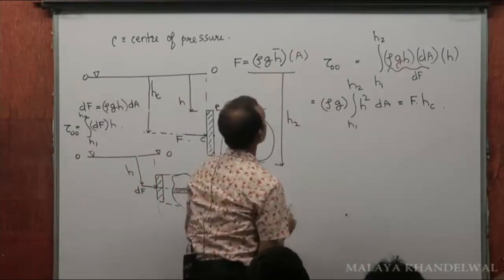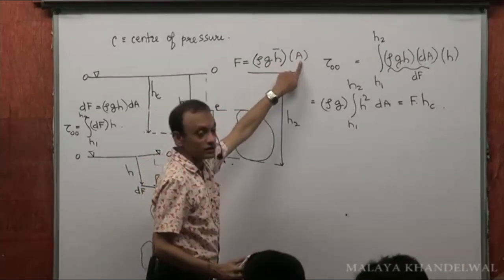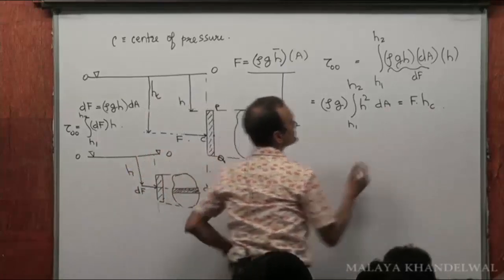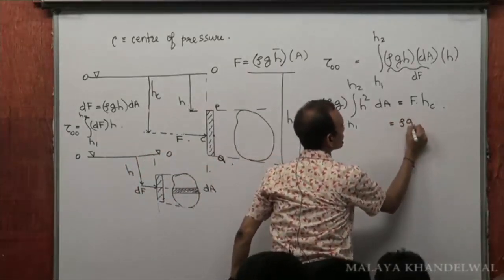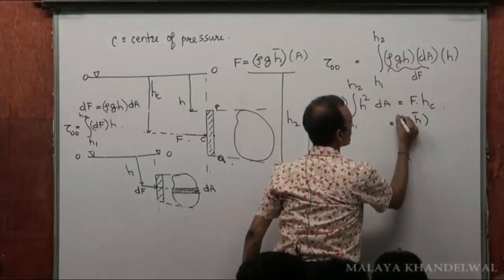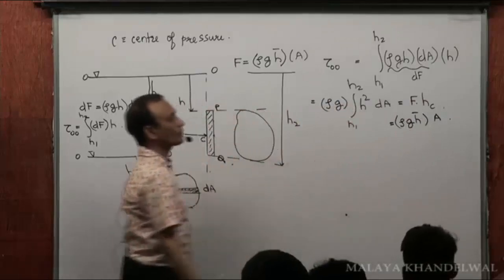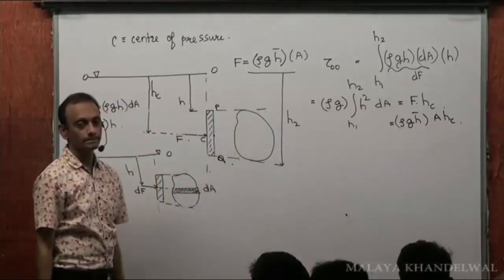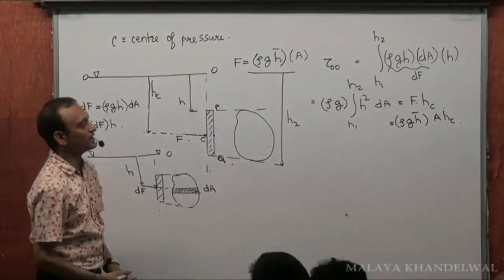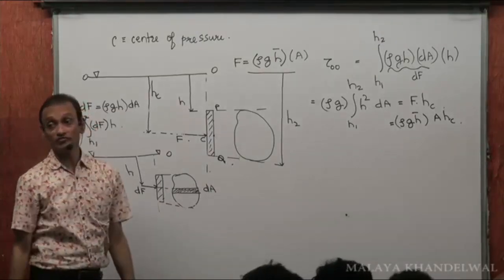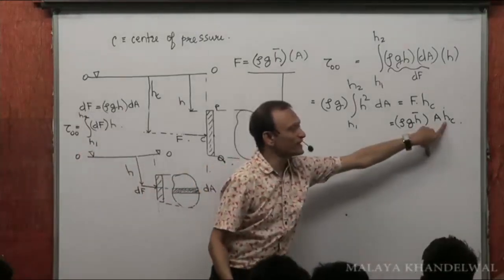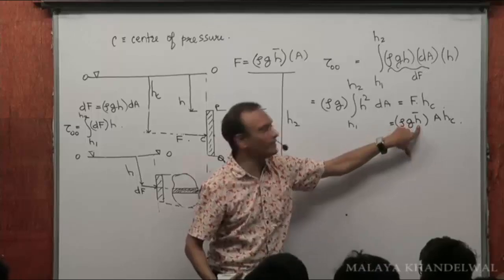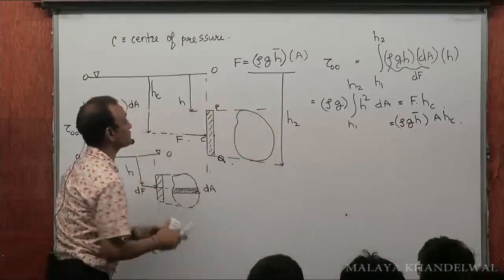F into HC. What is F? F is rho g h bar into A, into HC. That's the torque of F. So this then could be used to compute HC, because h bar I can either obtain or I will have knowledge of, depending on the geometry. So h bar is the depth of the center of gravity of this free surface.